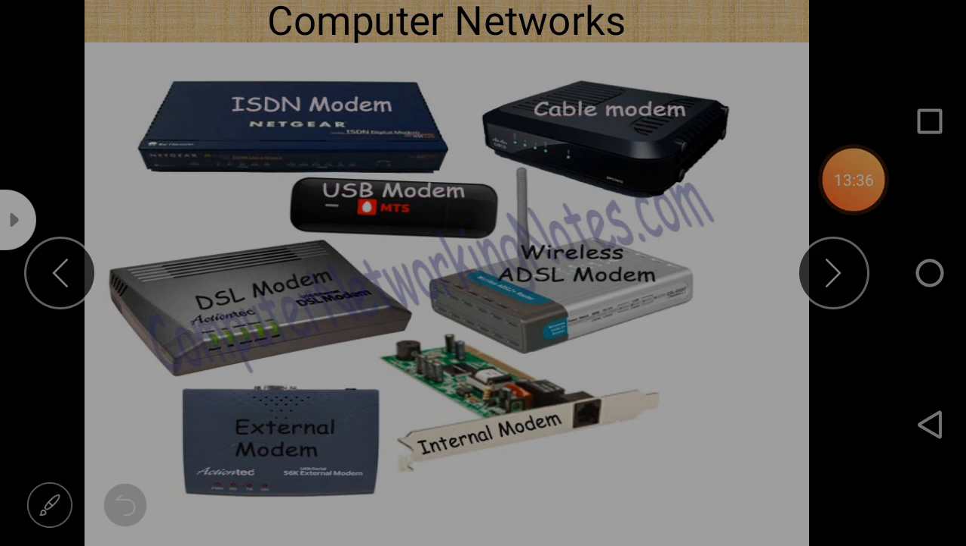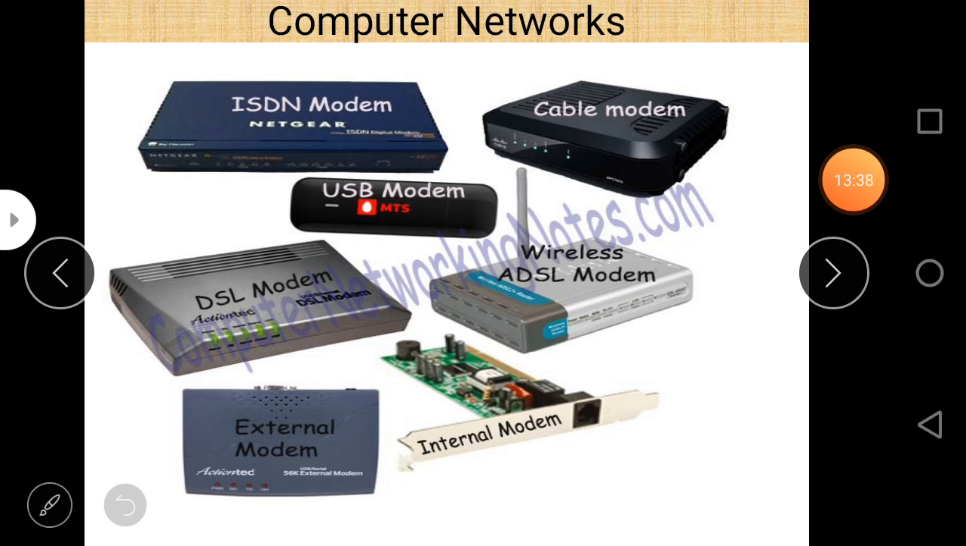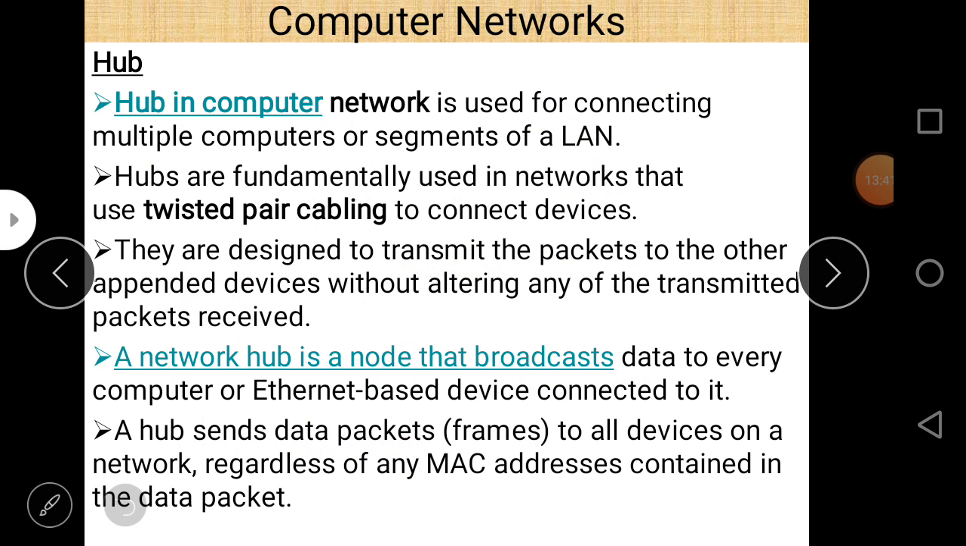So next is hub. Hub is again a networking device, and hub is used for connecting multiple computers or segments of a LAN. So if you want to connect multiple computers, we can use hub, or if you want to connect different segments of a LAN, then we can also use hub. Hubs are fundamentally used in networks that use twisted pair cables. So hubs are used when twisted pair cabling is used to connect devices.